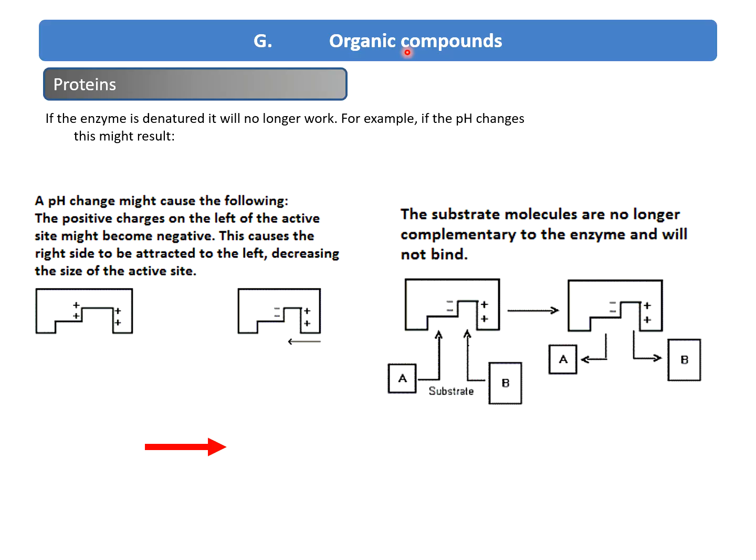If the enzyme is denatured, that is, its shape is changed, it will no longer work. For example, if the pH changes, this might result. Let's say this is an enzyme with a certain shape. If the pH changes ever so slightly, it might alter these positive charges and change them into negative charges. If that happens, these two sides of the active site are pulled closer together. When that happens, the substrate molecules no longer fit and the reaction will not occur.